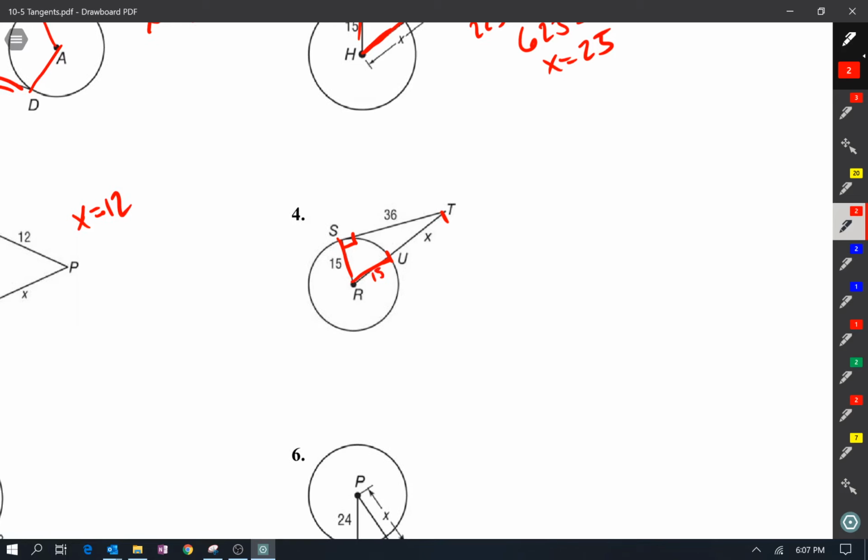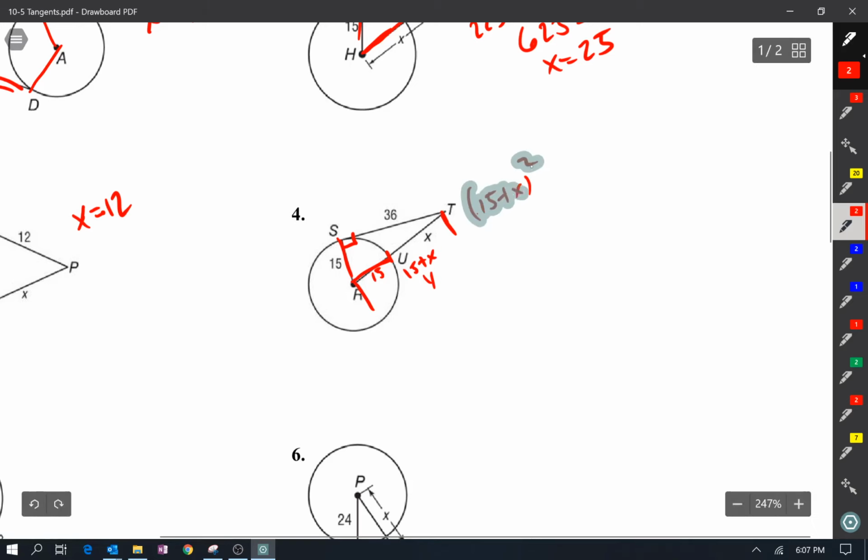Now let me give you a piece of advice. Instead of calling this 15 plus x, I would just call this y, all right? Because you can solve for y and then you can solve for x. If you call this 15 plus x, when you square it, you get into some quadratics and it's not worth your time. So it's better in a case like this to not call this side, this hypotenuse, 15 plus x, just call it y and watch what happens.